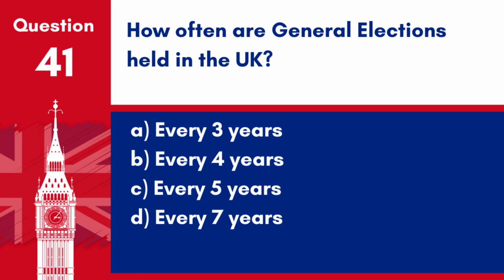Question 41. How often are general elections held in the UK? A. Every 3 years. B. Every 4 years. C. Every 5 years. D. Every 7 years. Answer: C. Every 5 years. General elections in the UK are held every 5 years to elect members of Parliament to the House of Commons.